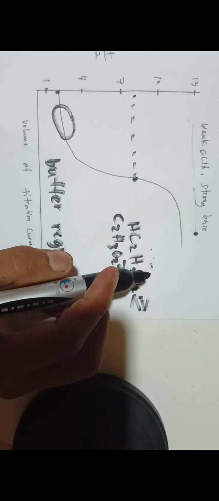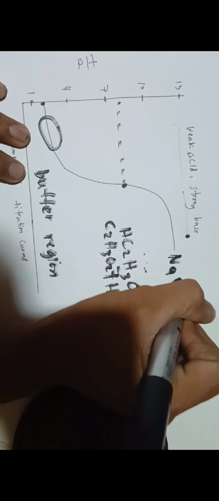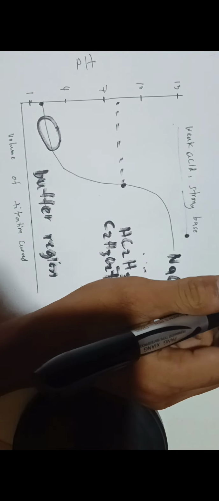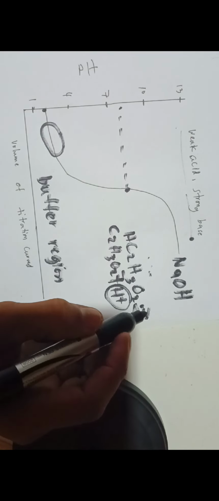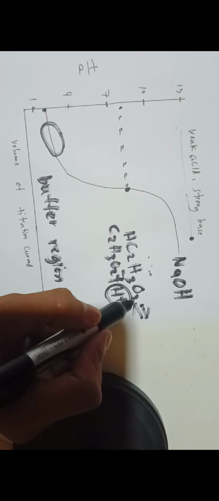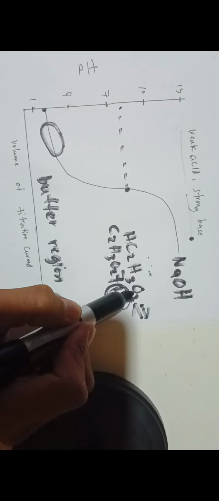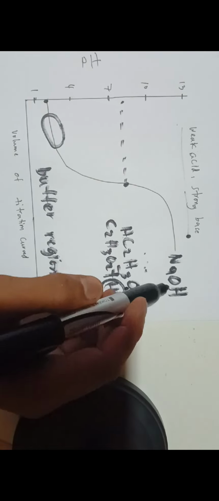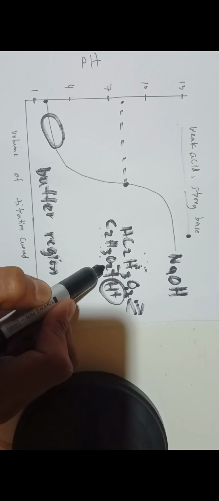What's happening is, if we have a strong base such as NaOH, it is going to steal the H plus from HC2H3O2. So what it creates is a bunch of acetic acid and a bunch of C2H3O2 minus, and that's going to create a buffer, because they are a conjugate acid and base pair.